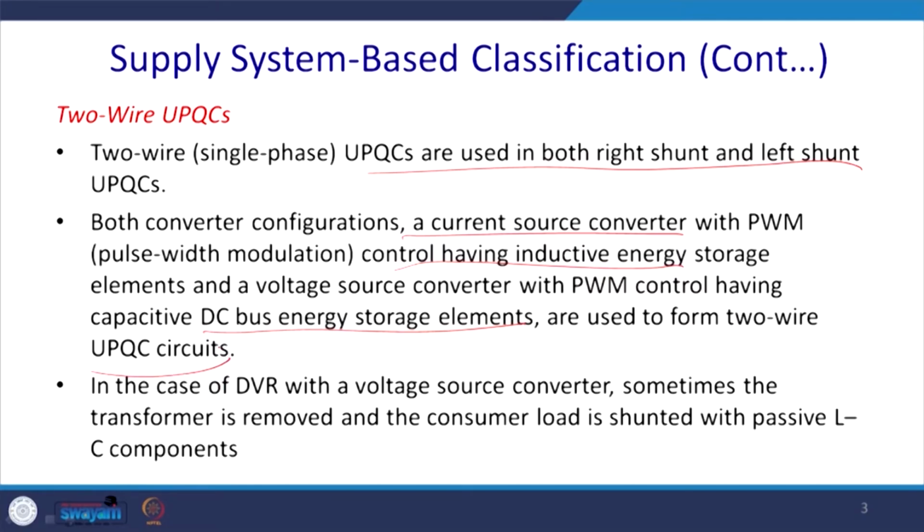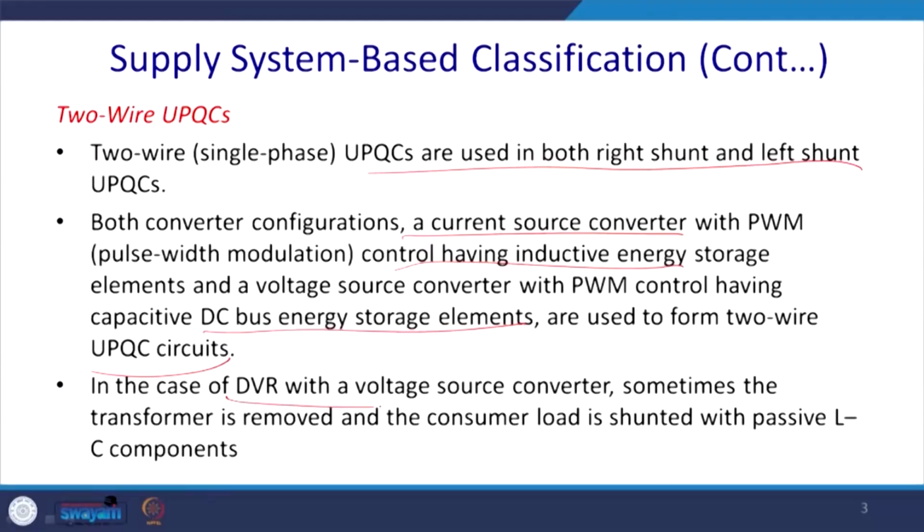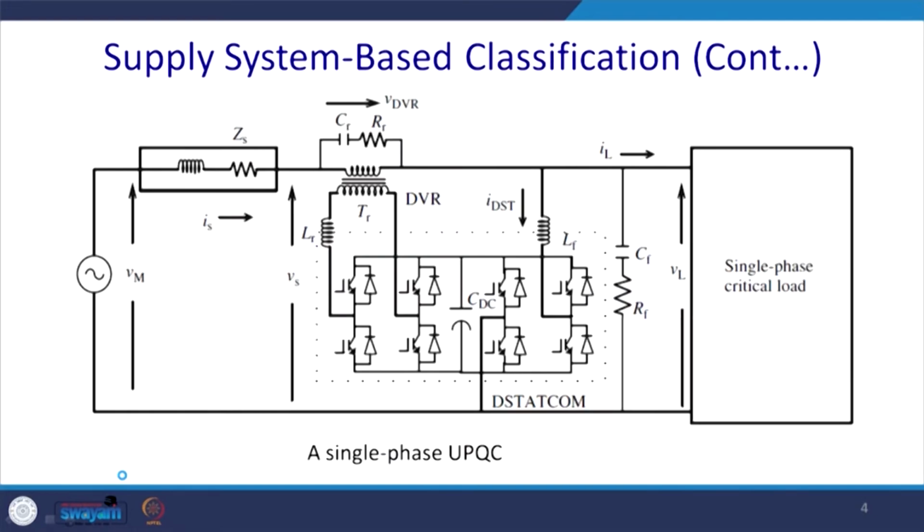Generally the shunt is an inductor, and generally you get a series injection that sinks a little power from the shunt path, and you send this power from the DC link voltage, which is generally capacitive. In the case of the DVR with the voltage source converter, sometimes the transformer is removed because it may be of very small rating, with the consumer load shunted with L and C components. That is also a configuration. So ultimately you get a D-STATCOM.